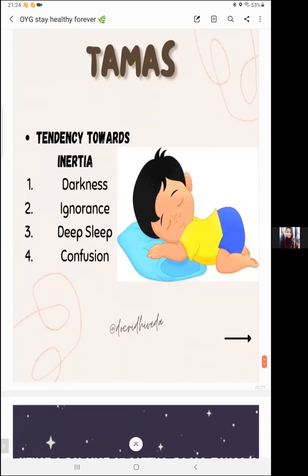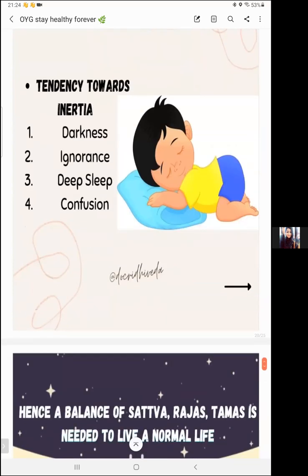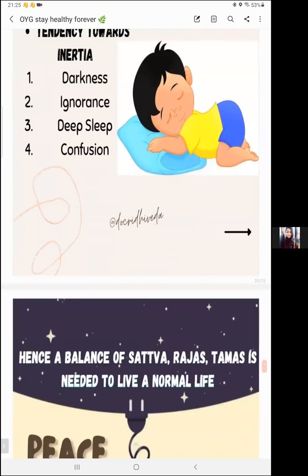So tamas gives you darkness, ignorance. People with very high tamas and very low sattva will be very ignorant of things. Whatever is happening, they are fine with it. So that gives you ignorance. Also, that gives you deep sleep. If your tamas is high, you will be in a state of confusion.